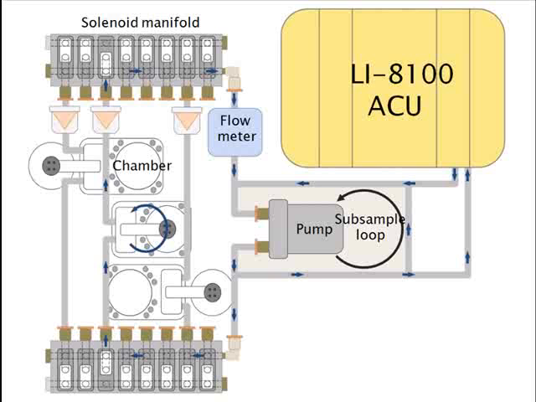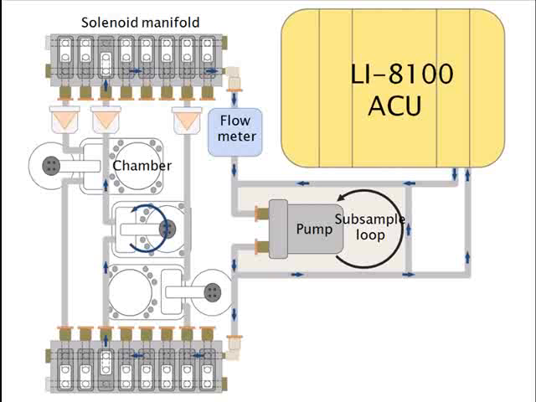And what we're showing here is a schematic for the way that it's normally configured to make measurements. So in this case, the solenoid at port 3 is active, and it's circulating gas between the primary circulation pump in the LI-8150 and the chamber, and the LI-8100 is pulling off of this primary circulation loop in a subsampling loop to actually make the measurement.